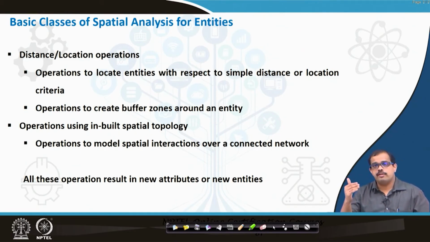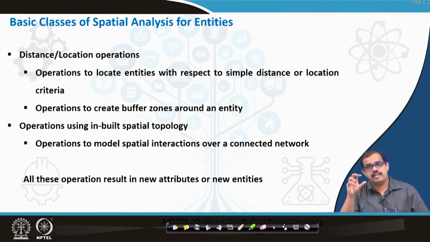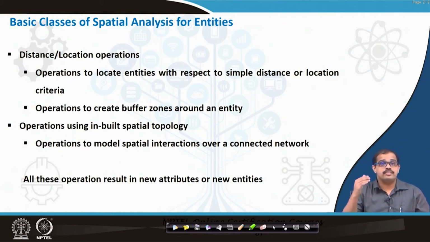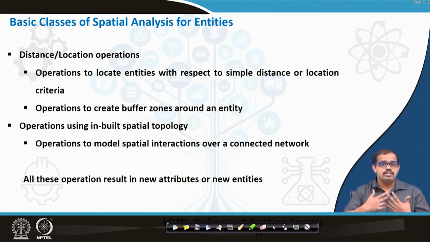Now, it can also be to create a buffer zone around an entity. For example, you have a lake in your campus, and you want to create a buffer zone so that you keep that lake intact. That buffer analysis is also a basic spatial analysis. Then there are operations to build topology. I hope you understand what is meant by topology. I have spoken about it last week. If you have to build a basic spatial topology into a connected network, then it is also a basic class of analysis.